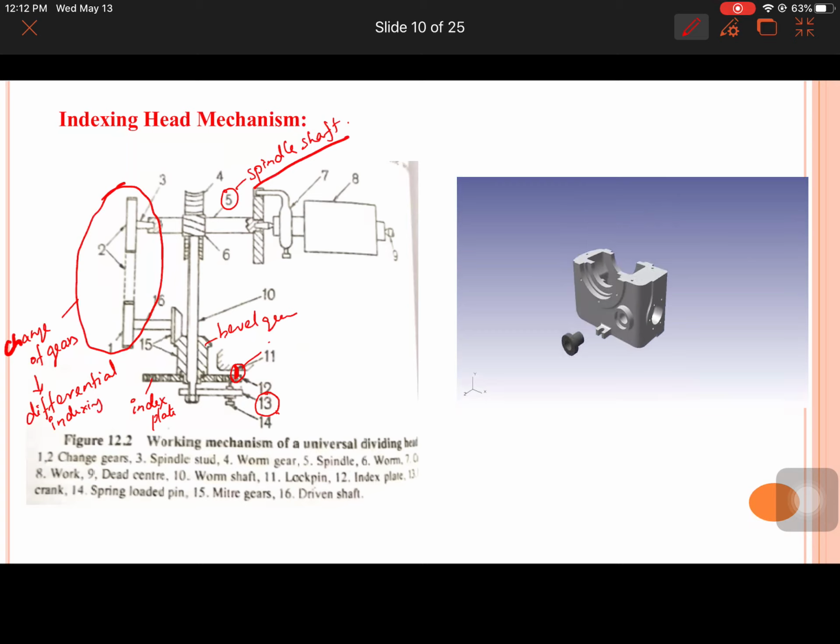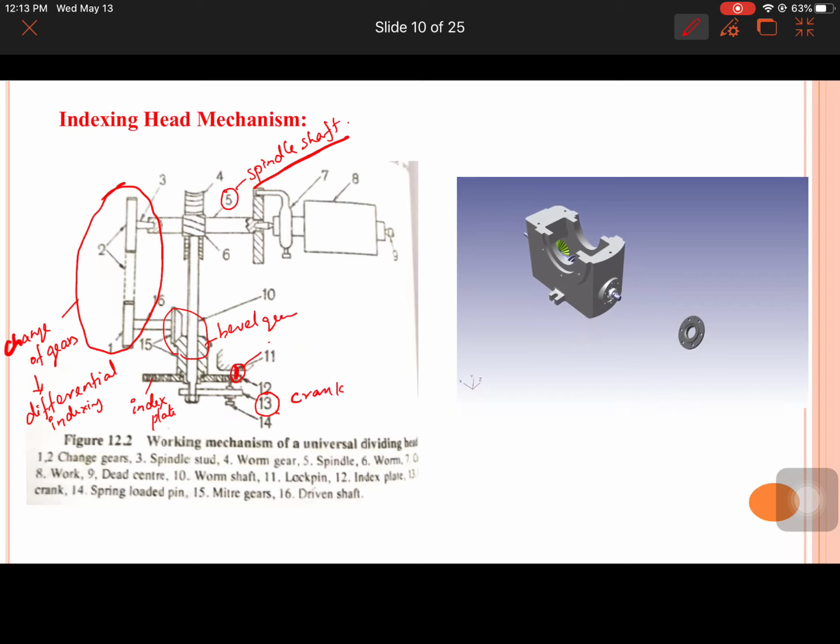Here, whenever this crank is rotated, this spindle shaft is rotated through this worm and worm gear attachment, and when the crank is rotated, the index plate is also rotated, and this index plate transfers the motion through these bevel gears and this change of gears to this spindle shaft. So what it means is, the spindle shaft motion is decided by the movement of both crank and index plate. Sometimes these two motions will be added together to give the motion of the spindle shaft, or they are subtracted to get the spindle shaft movement.